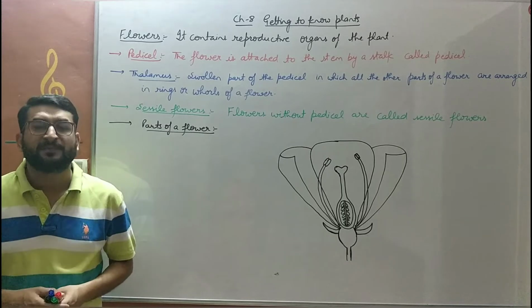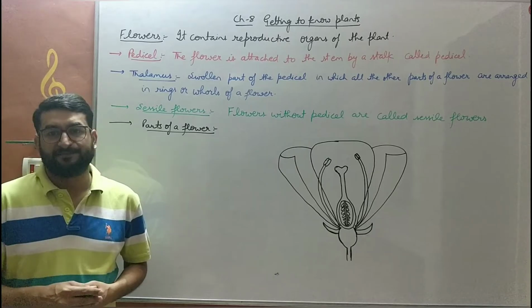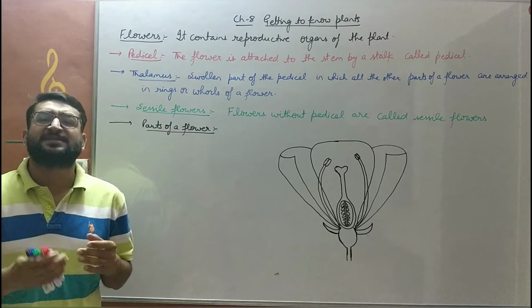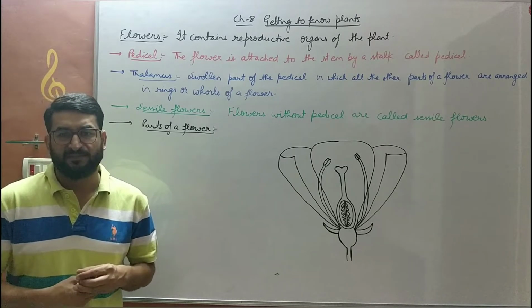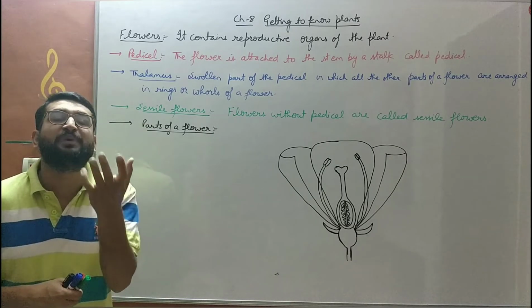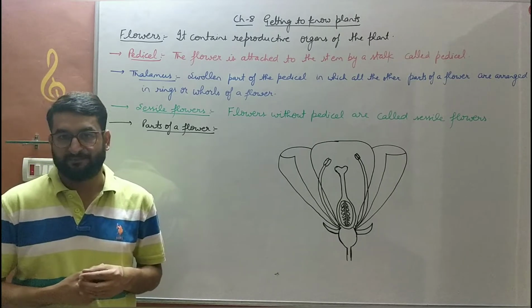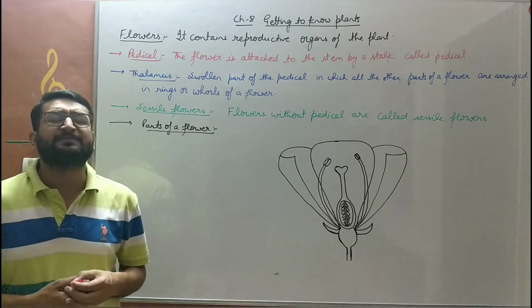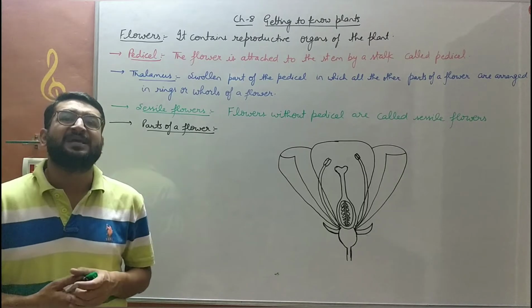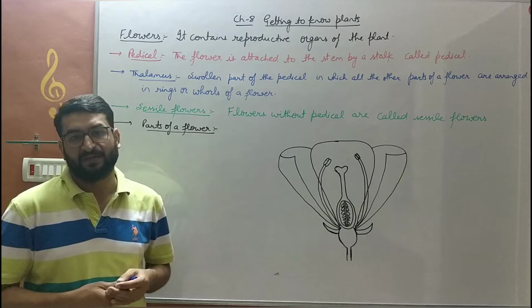Hello children, we are discussing chapter 8, Getting to Know Plants. In this chapter, we are discussing the parts of the plant. In the first part, we had studied that the part which grows below the ground is known as root. The roots are of two types. One is a tap root system and another one is fibrous or adventitious root system.